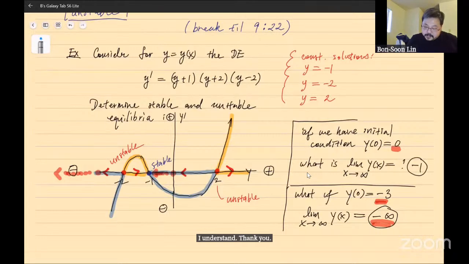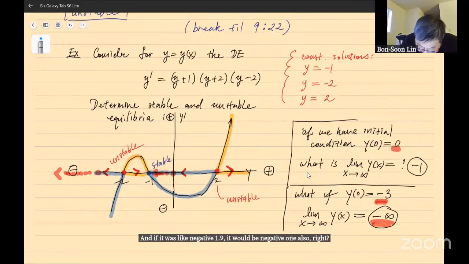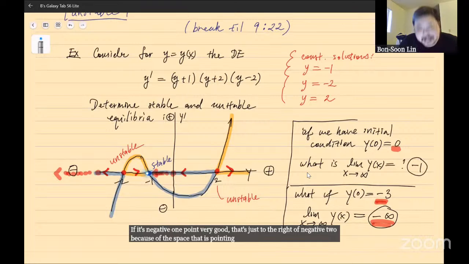Does that make sense to people? Wait, so Professor, just to clarify, if it was 1.9 right here, it would be -1, correct? Yep, it will still be -1, correct. And if it was like -1.9, it would be -1 also, right? If it's -1.9, very good, that's just to the right of -2. Because of the phase line pointing to the right, it's going to flow to this point as well. It's going to flow to -1. Okay, thank you so much.